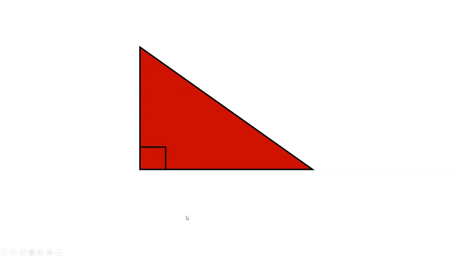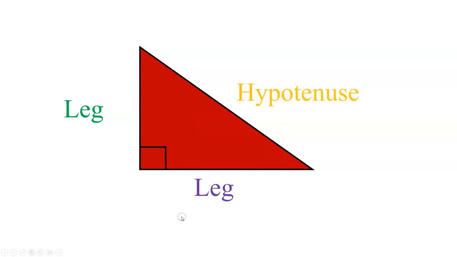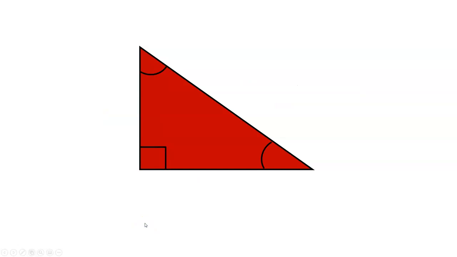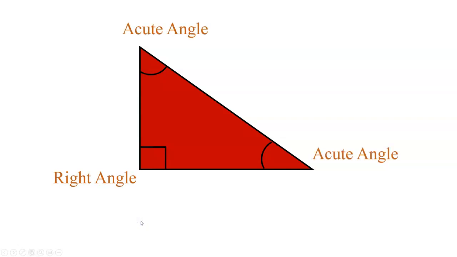And with the right triangle, we evolved from just naming the sides generic sides until we had two legs, and the third side was the hypotenuse. So the two sides that made up the right angle, we named them legs, and the side that was across from or opposite the right angle was named the hypotenuse. Then we take it one step further. We look closer at the angles. We had the right angle and two specifically acute angles.